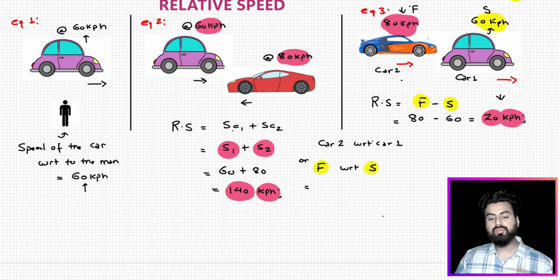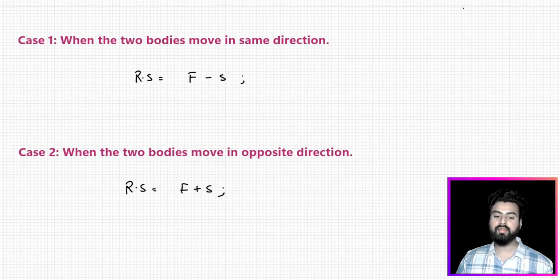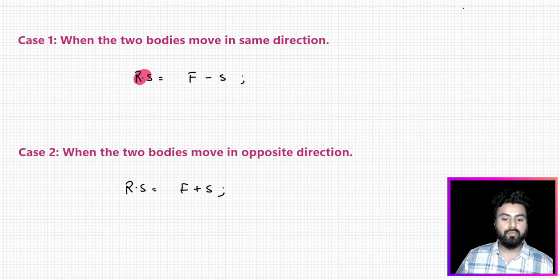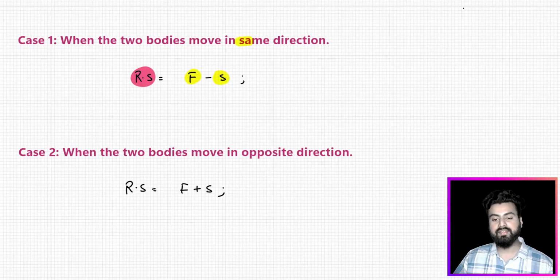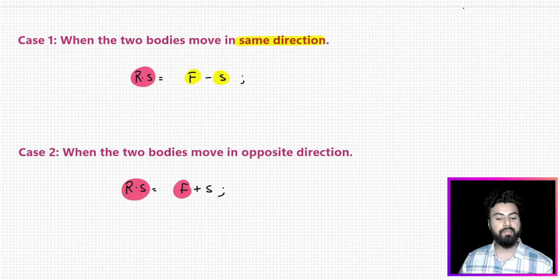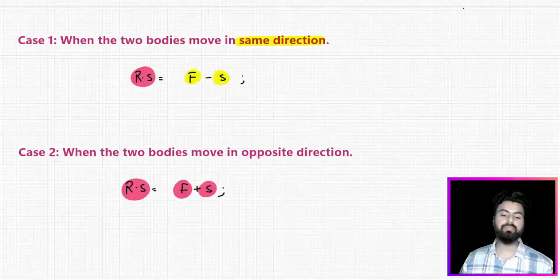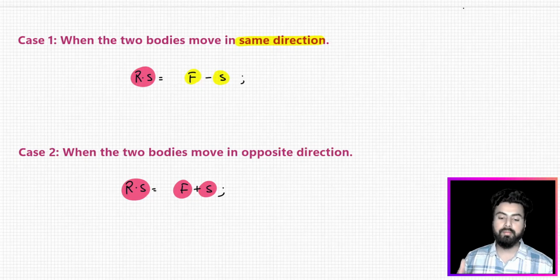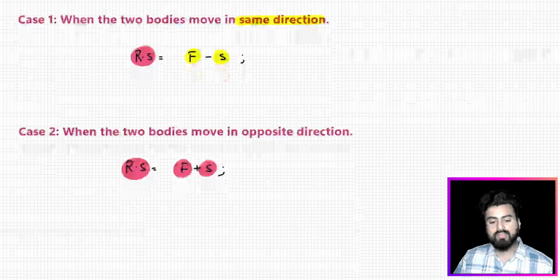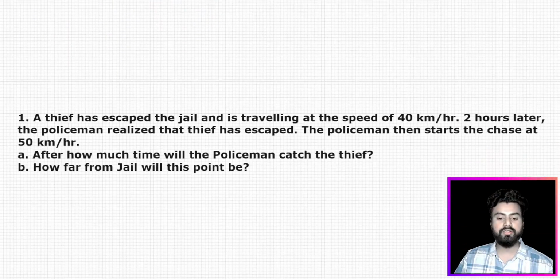So from here, you have to just remember two cases. When the two bodies are moving in the same direction, the way to calculate relative speed is faster minus slower. But if the two bodies are moving in the opposite direction, in that case, relative speed would be simply the addition of two speeds. This is the only thing which you have to remember for solving the questions based on relative speed. I hope you were able to understand this. Now, to give you some confidence, let us solve 2-3 questions based on this particular concept.